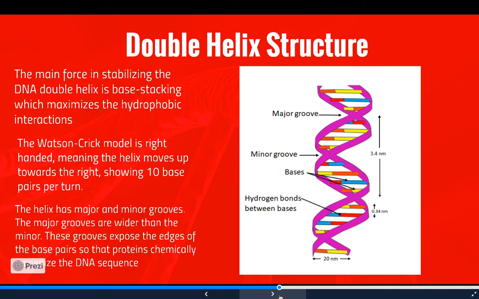This means the helix coils up and to the right, showing 10 base pairs per turn. The helix also has major and minor grooves shown in the image to the right. These grooves expose the edges of each base pair so that proteins can chemically recognize the DNA sequence.